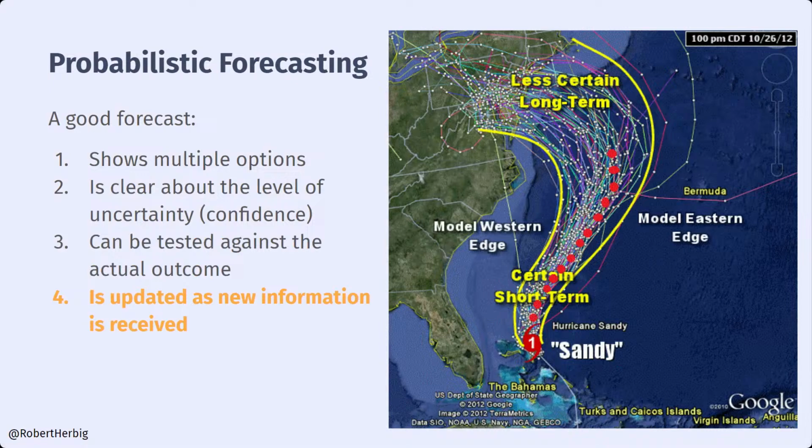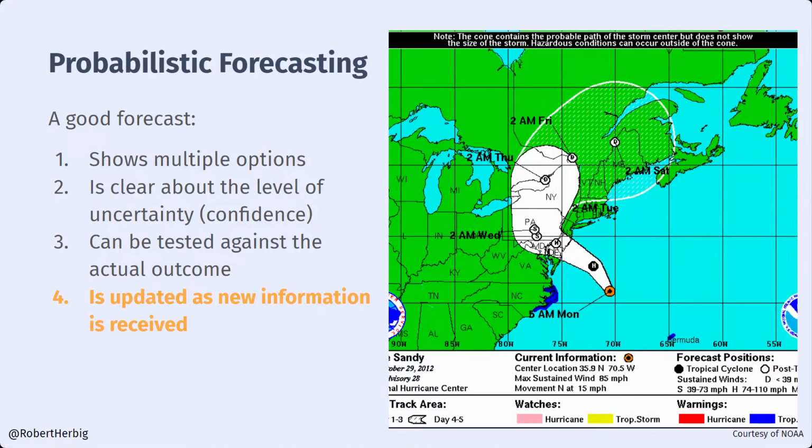And so number 4, it needs to be updated as new information is received. So let me show you an example of that. This is a later forecast of Hurricane Sandy, and you can see how Hurricane Sandy has moved up from the islands, up just off the coast. The short-term, more certain cone is just as thin and small as it was before, because these are new projections.